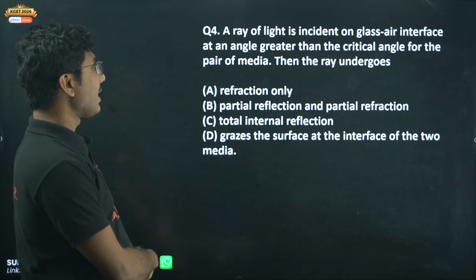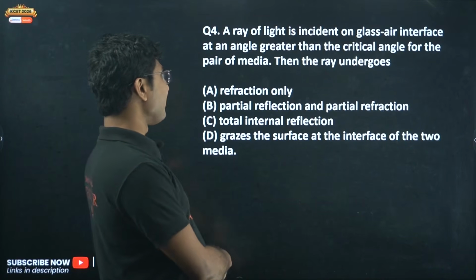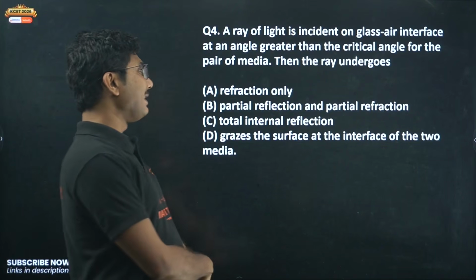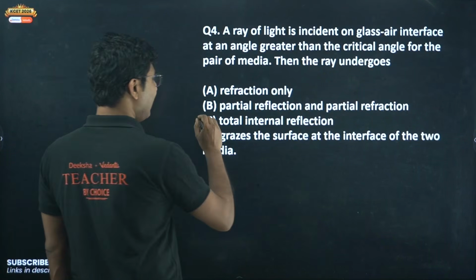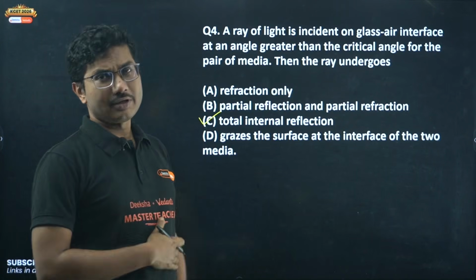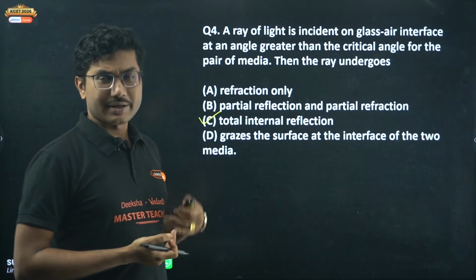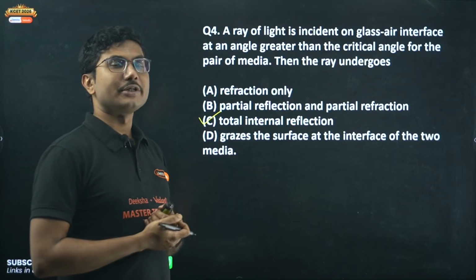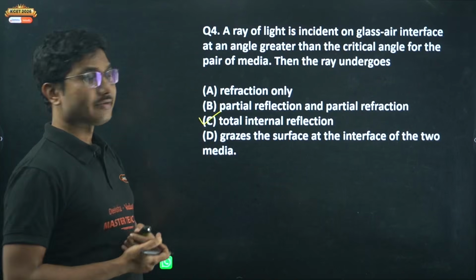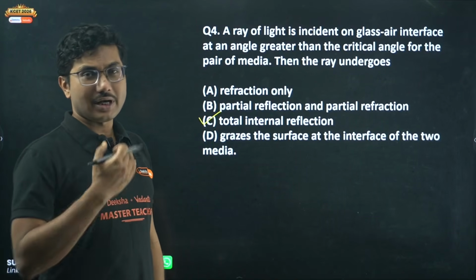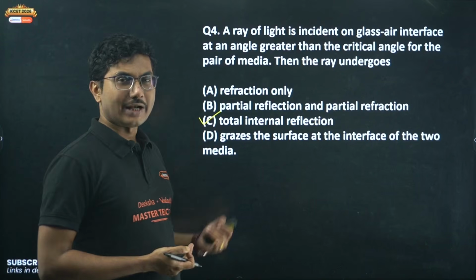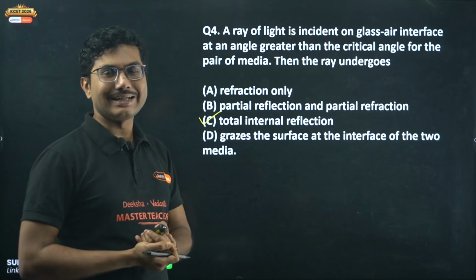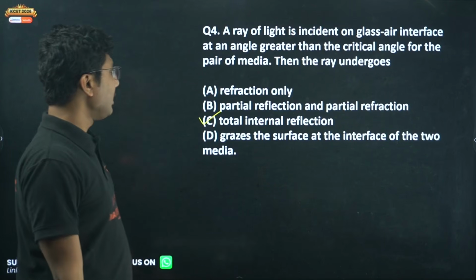Next, a ray of light is incident on a glass-air interface at an angle greater than the critical angle for the pair of media. Then the ray undergoes total internal reflection. Okay, this is the condition of total internal reflection. Light has to travel from denser to rarer medium, and the angle of incidence must be greater than critical angle. So here glass-air interface means light is traveling from glass to air. Glass is denser, air is rarer, so that means the denser to rarer medium condition is satisfied, and the angle is greater than critical angle, so it must be total internal reflection.